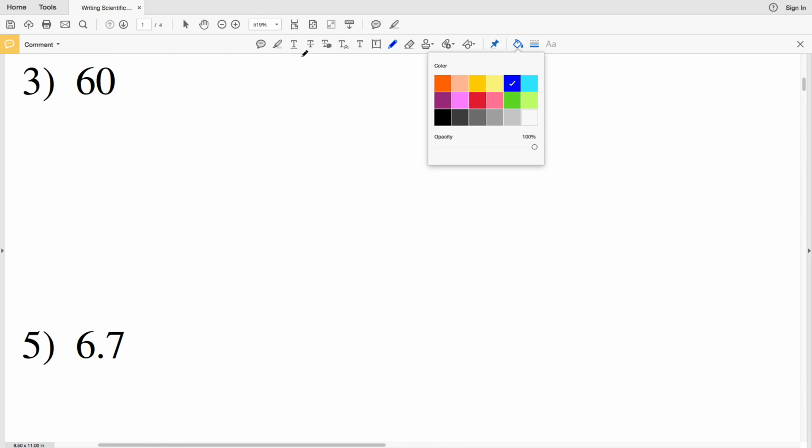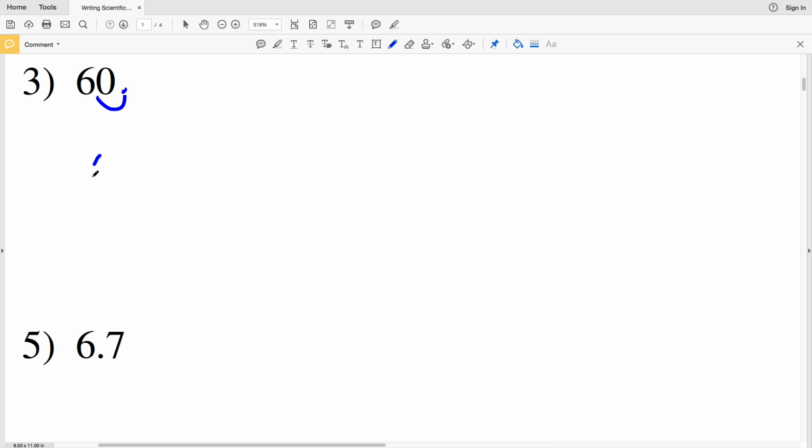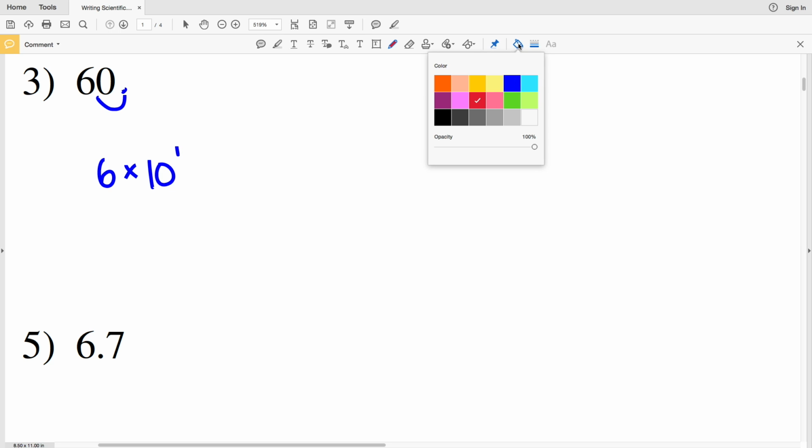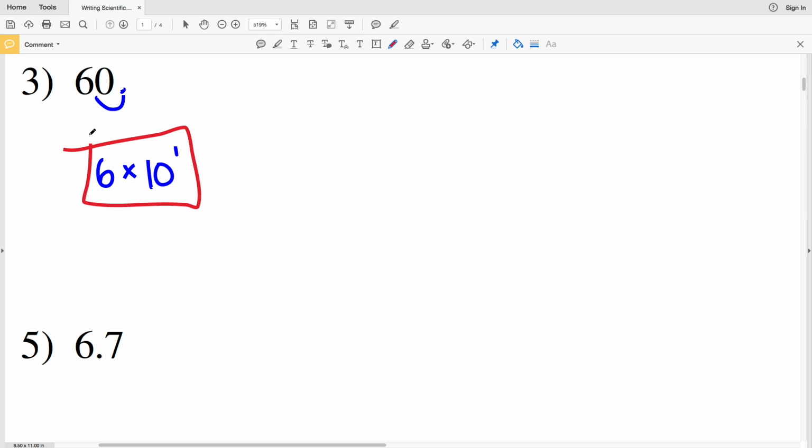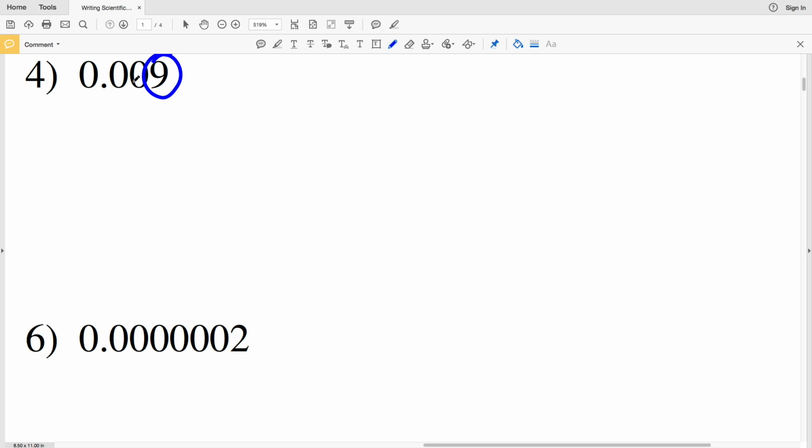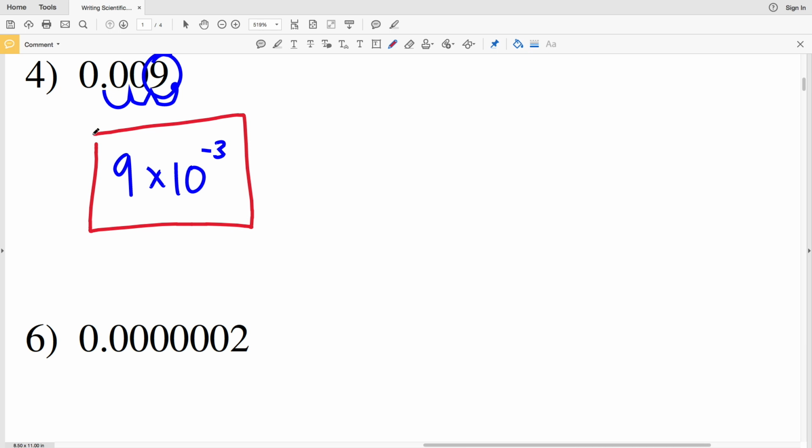And number 3, we're going to have our decimal place, and we're going to be moving it only once. So this will be 6 times 10, and we moved it once to the left, so that's a positive 1. 6 times 10 to the first. We want the 9 as a ones place, so we're going to move the decimal 1, 2, 3 times to the right, so this will be 9 times 10 to the negative 3. Since we moved the decimal place to the right, that's going to be a negative exponent.